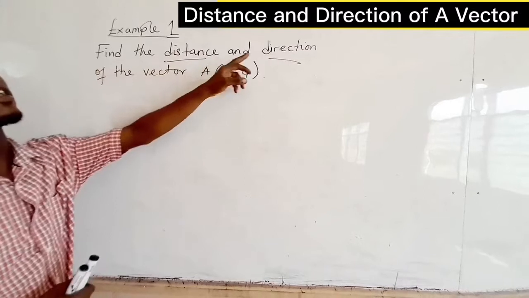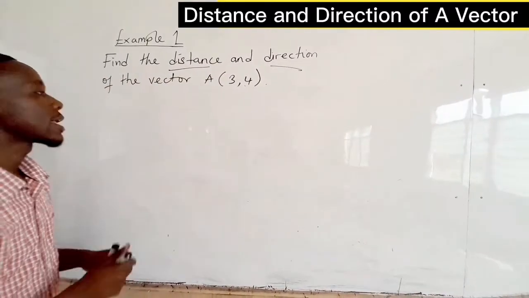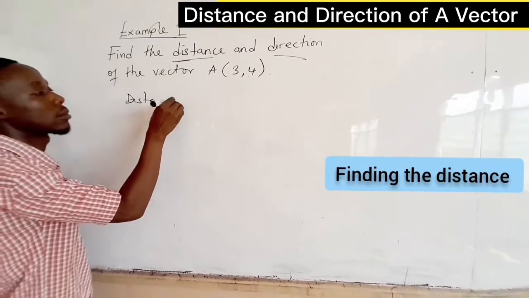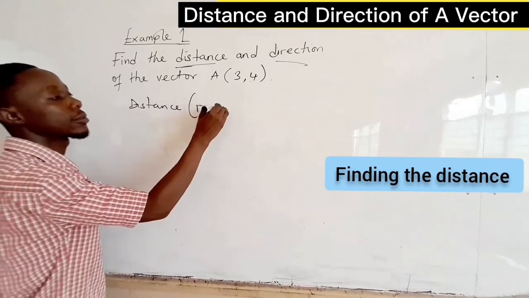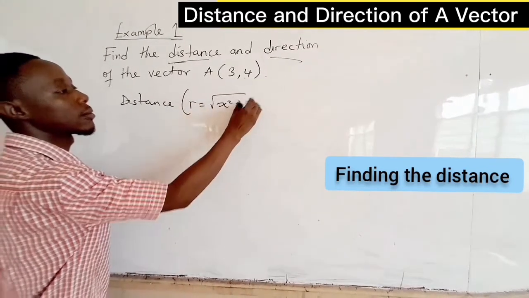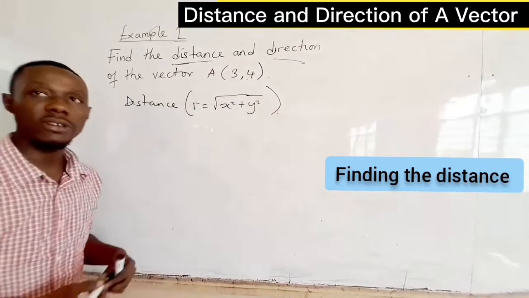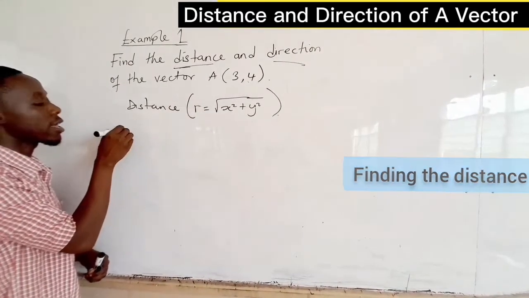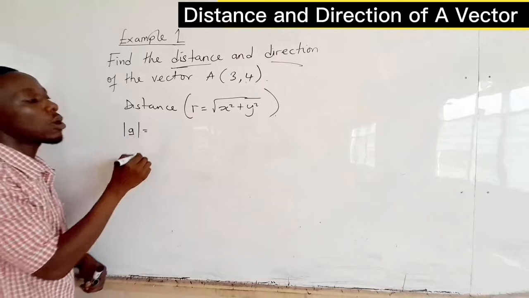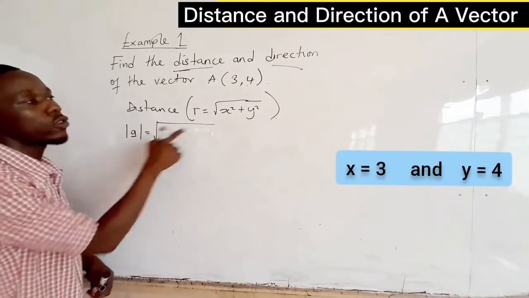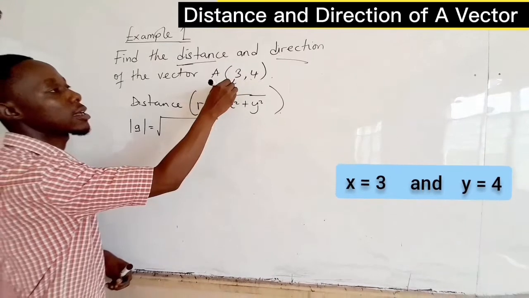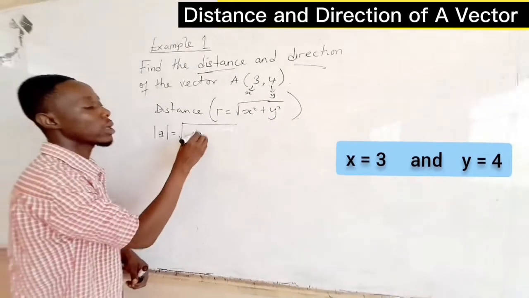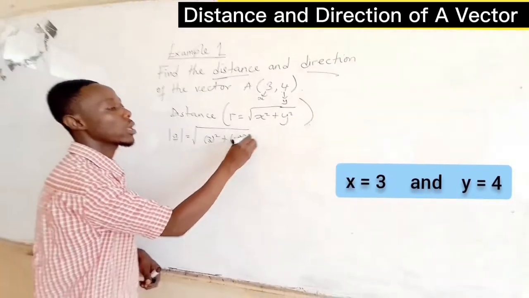Find the distance and the direction of the vector. Now, let's find the distance. Note, we are going to use Pythagoras theorem. And our vector is A, so we have position vector A equal to the magnitude. This time around, my x is 3 and my y is 4. So we have 3 squared plus 4 squared.